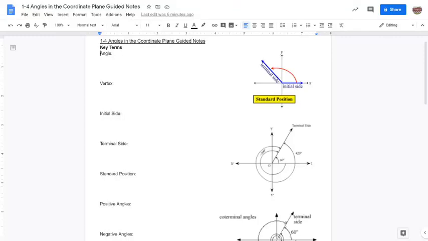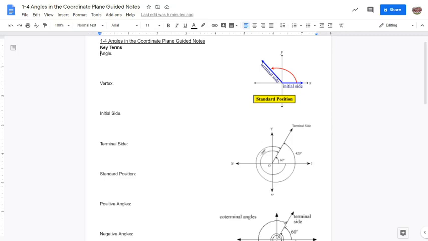Alright, now we're going to talk about angles in the coordinate plane. So all of our trig so far has probably just been with right triangles, so more of a geometry approach. Now we're going to look at angles in the coordinate plane. So it's kind of like we blend algebra and geometry together and we start putting angles on the xy axis.